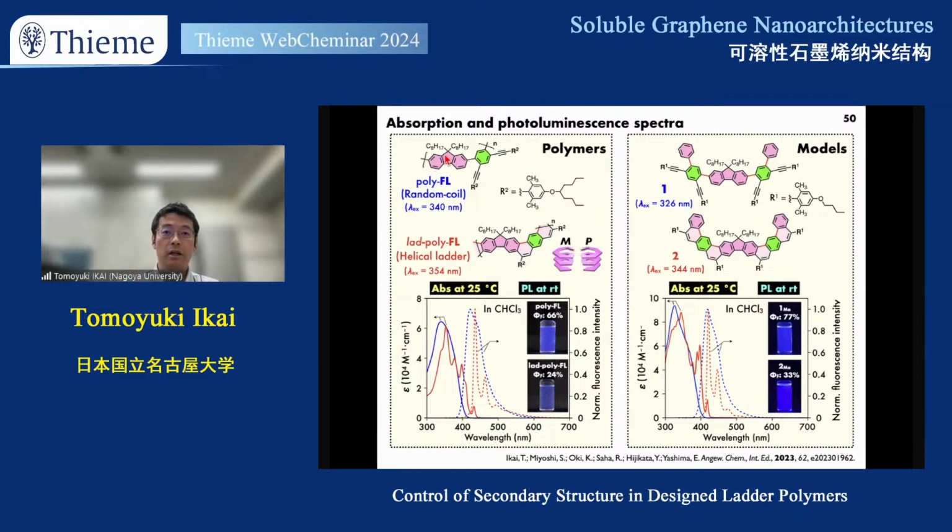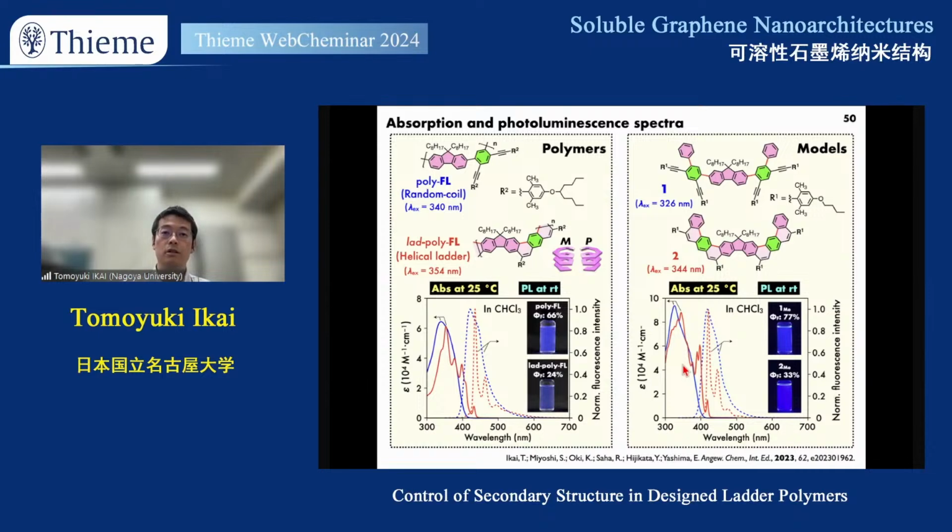And so this random coil, presented by the blue line, gave relatively broad and featureless absorption and PL spectra. On the other hand, the ladder polymer showed relatively sharp and well-resolved spectra due to the vibrational structure derived from the rigid ladder backbone. So this spectral difference between the precursor and ladder polymers is in good agreement with those of the model compound.